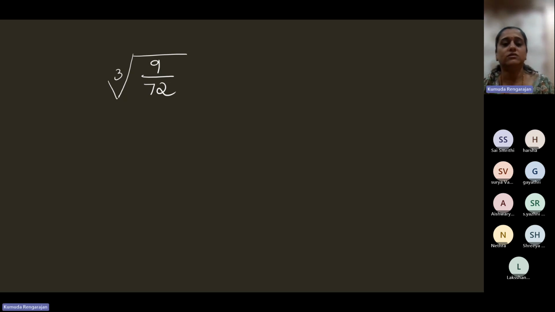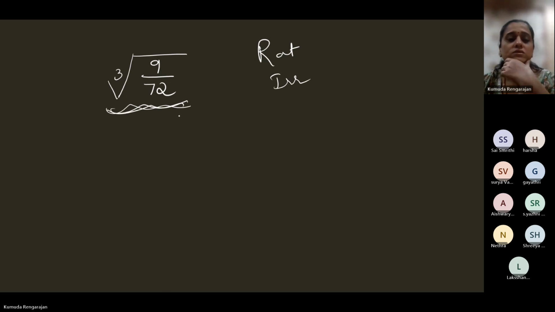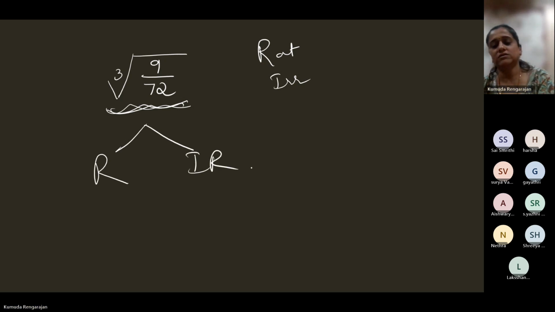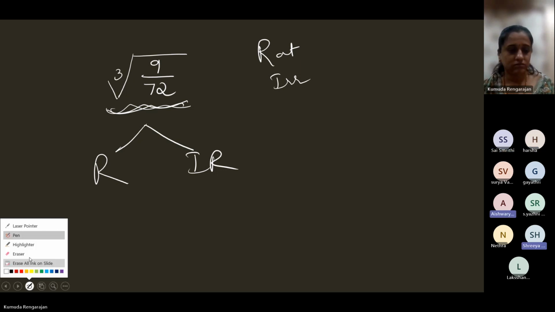Is this a rational number or an irrational number? This one is an expression: cube root of 9 by 72. You will have to comment if this expression represents a rational number or an irrational number. Irrational. Same, irrational number, ma'am.